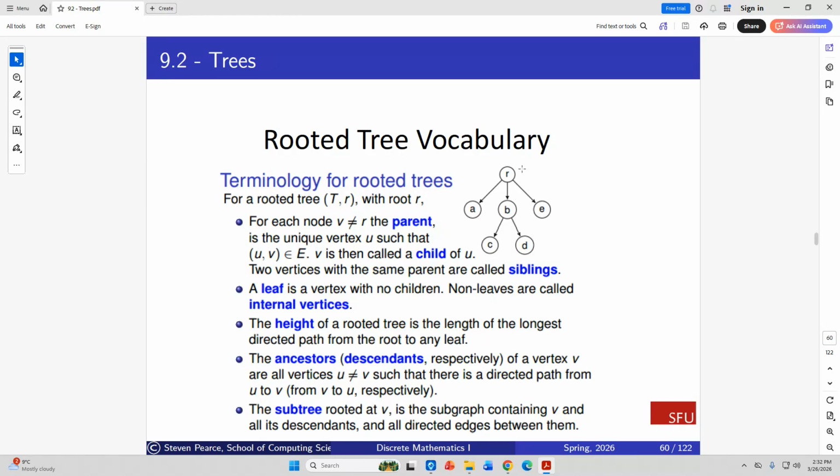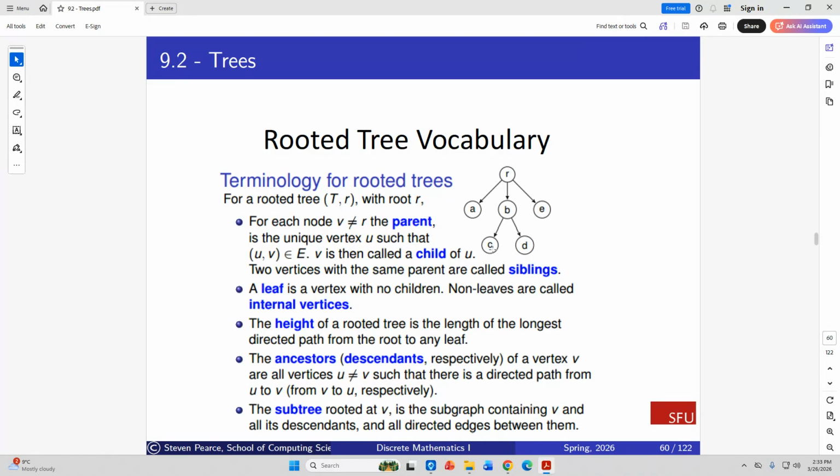So, here, terminology. For each node V not equal to R, the parent is a unique vertex U such that the ordered pair UV is in the edge set. V is also called the child of U. It's too bad they don't have that here. So you can say U goes to V. V, the second one, is the child because U points to V. The edge goes from U to V. So V is the child of U. Two vertices with the same parent are called siblings.